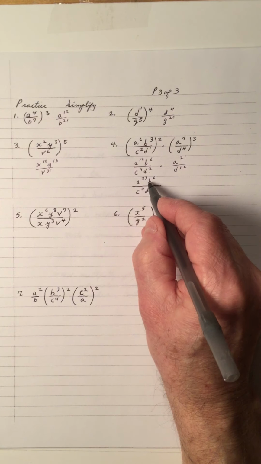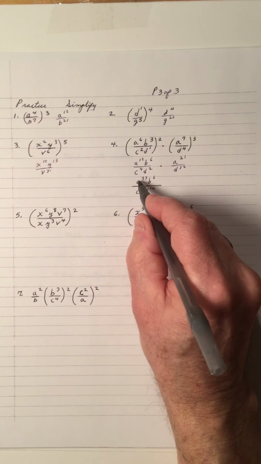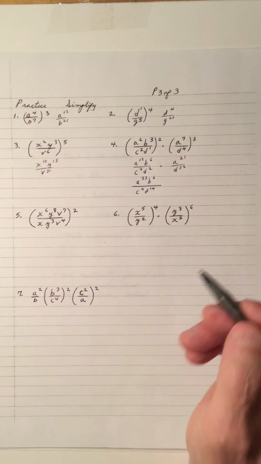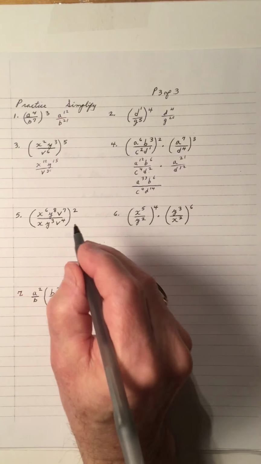Now I have A's, B's, C's, and D's. I cannot subtract any of these because they're not alike. Just keep thinking. Everything flows.